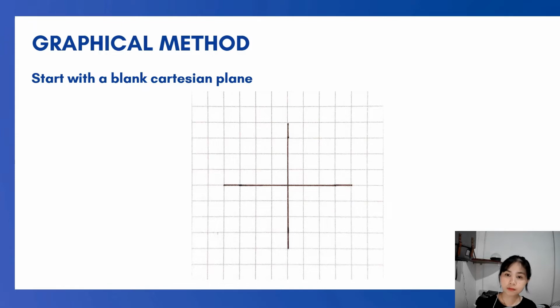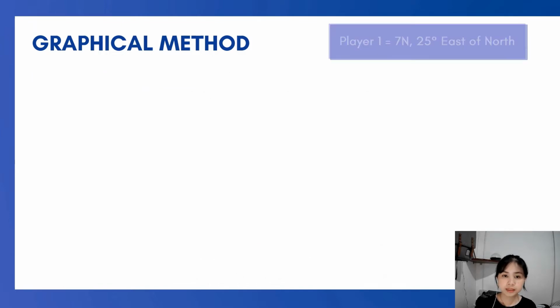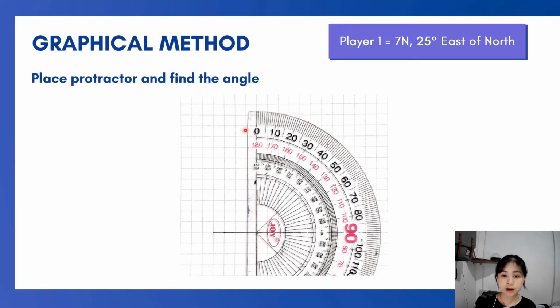Then we try to graph our very first vector, which is 7 N, 25 degrees east of north. And we'll be placing our protractor vertically, since we'll be finding east of north, which goes from this direction to here. Now once we place our protractor, we'll now find and place a dot on where 25 degrees east of north is, which is over here. I've already placed a dot, but let me highlight it more. Over there.